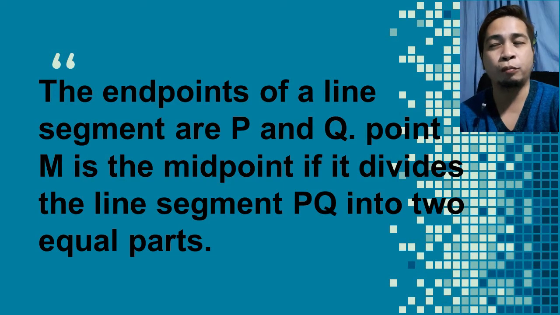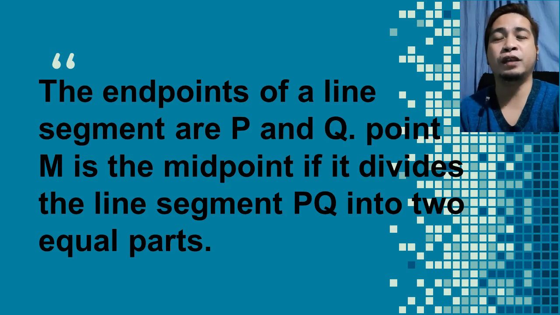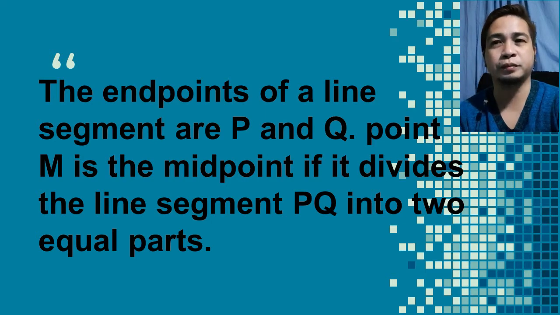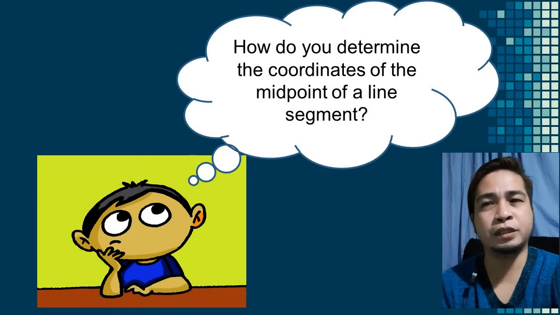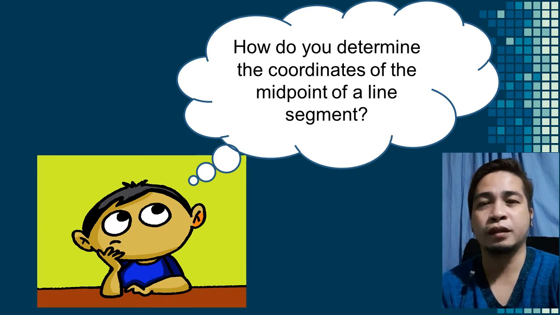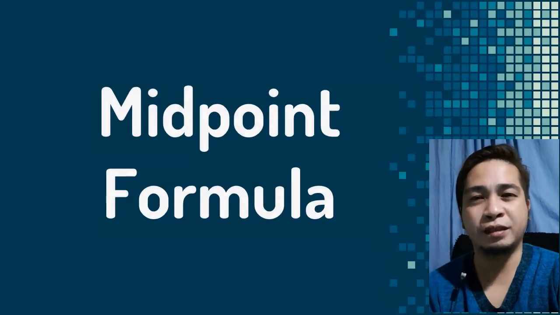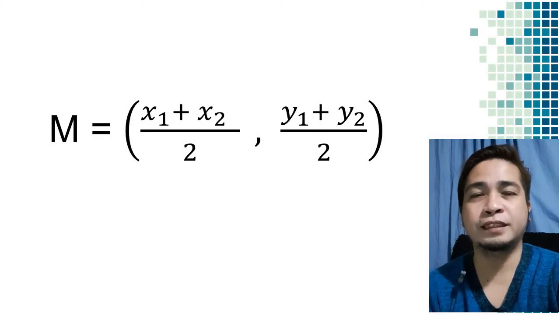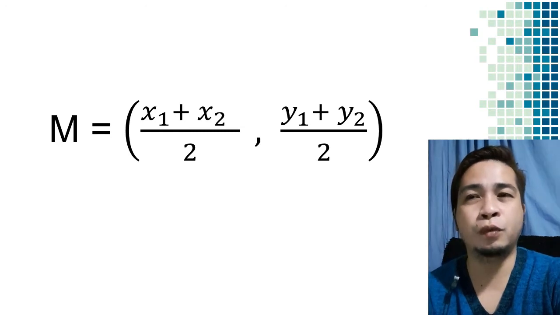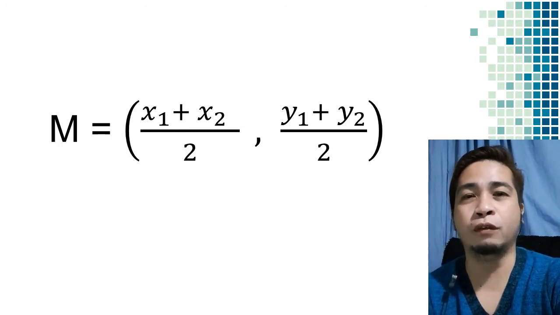The endpoints of a line segment are P and Q. Point M is the midpoint if it divides the line segment PQ into two equal parts. And how do we determine the coordinates of a midpoint of a line segment? We can use the midpoint formula. For our midpoint formula, M is equal to x sub 1 plus x sub 2 over 2 for the x, and y sub 1 plus y sub 2 over 2.